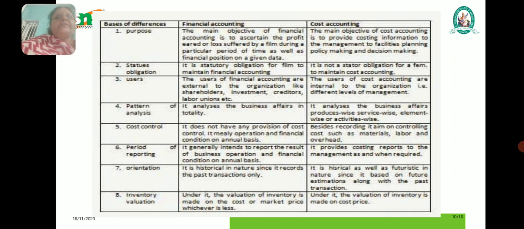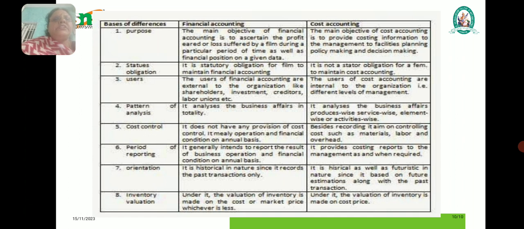So the financial accounting analyzes the business affairs totally. The cost accounting analyzes the business affairs product wise, service element wise, or activity wise. In financial accounting, it does not have any provision of cost control. It merely operates on financial conditions on annual basis. In cost accounting, it aims on controlling costs such as material, labor, and overheads. The reports are prepared in financial accounting for a specific period of time. In cost accounting, it is prepared whenever it is required by the management.